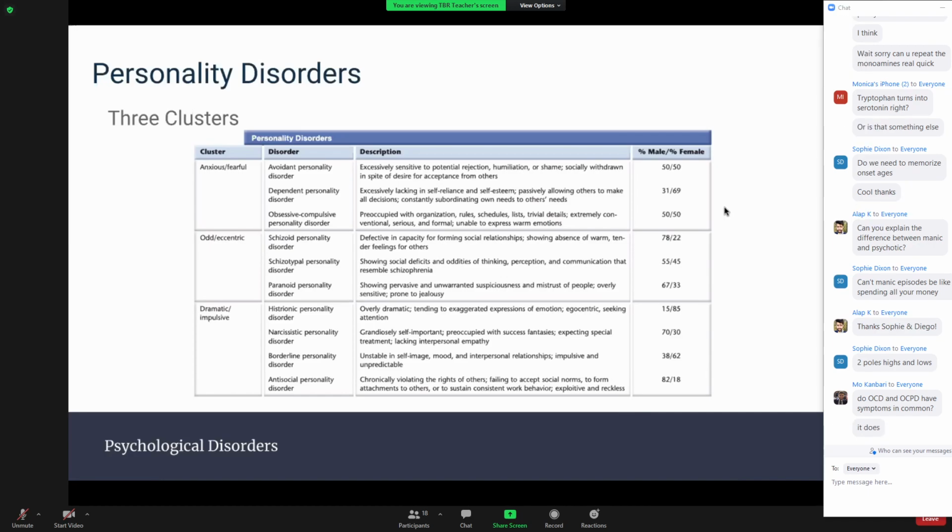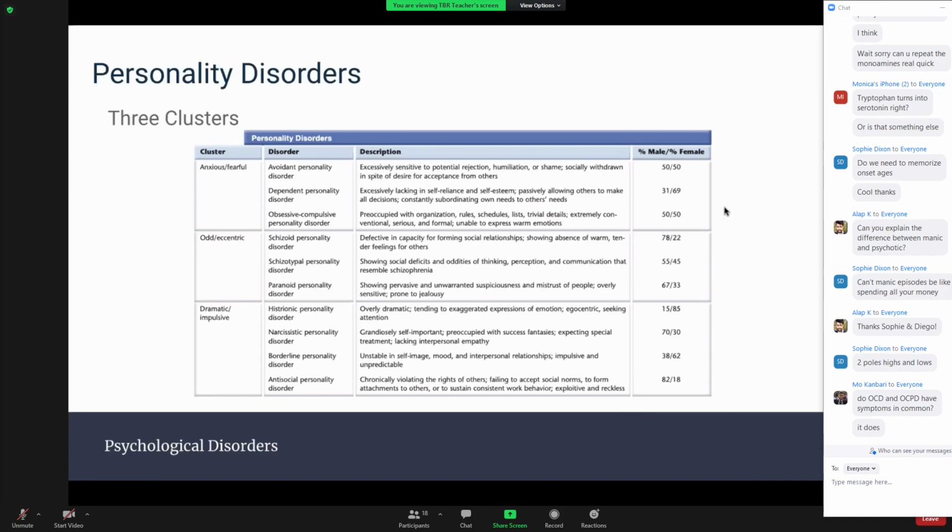The odd and eccentric. So we go to the weird. Schizoid personality disorder, schizotypal personality disorder. These are the ones in which they are schizophrenia-like, but they are not schizophrenia. Instead, it's a personality disorder. So for the first one, it's difficulty forming social relationships, an absence of warmth. So you can think here of the negative symptoms of schizophrenia.